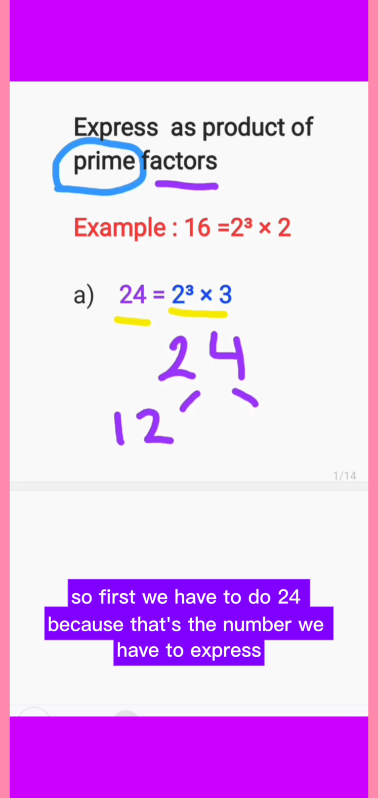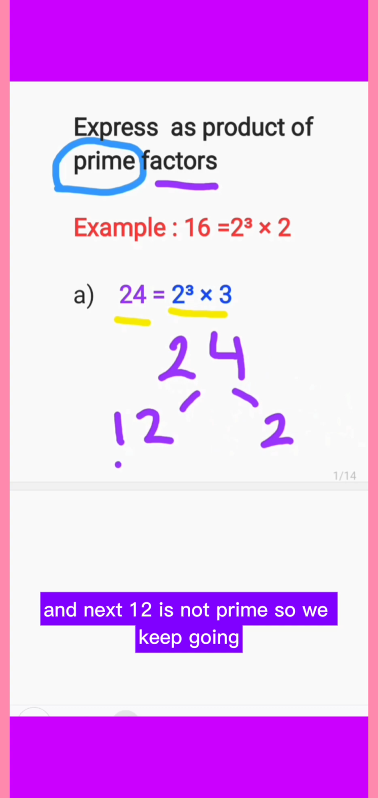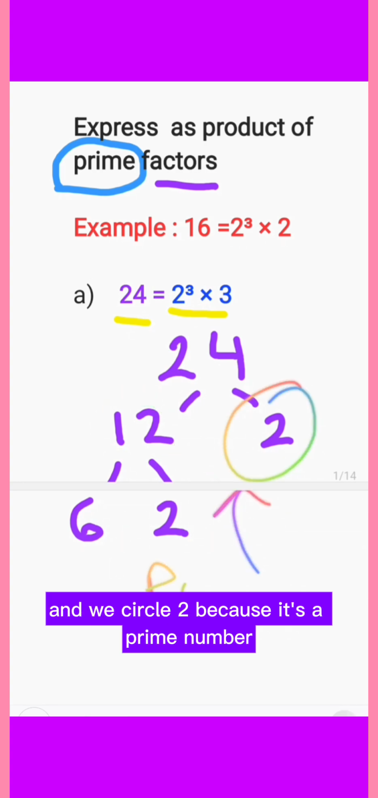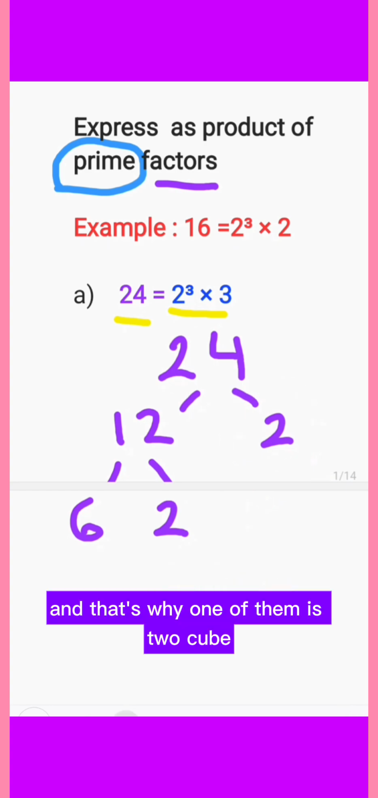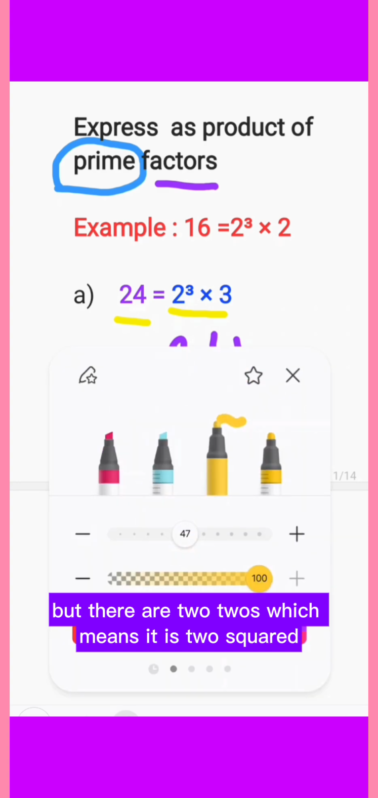So first we have to do 24 because that's the number we have to express. 12 times 2 equals 24, which are factors of 24. And next, 12 is not prime, so we keep going. 6 times 2 equals 12. And we circle 2 because it's a prime number. There are 2 2's, which means it is 2 squared.